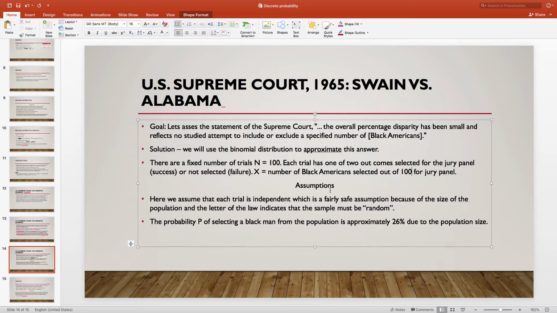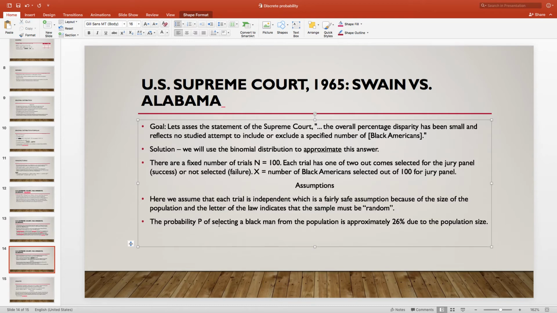Here are the assumptions that we need to assess to use the binomial distribution. We're going to assume each trial is independent. This means one individual's chances are not affected by another. This is likely a safe assumption, as we're supposed to have a random sample of the population. But it's not completely true, just because there's a finite number of seats.